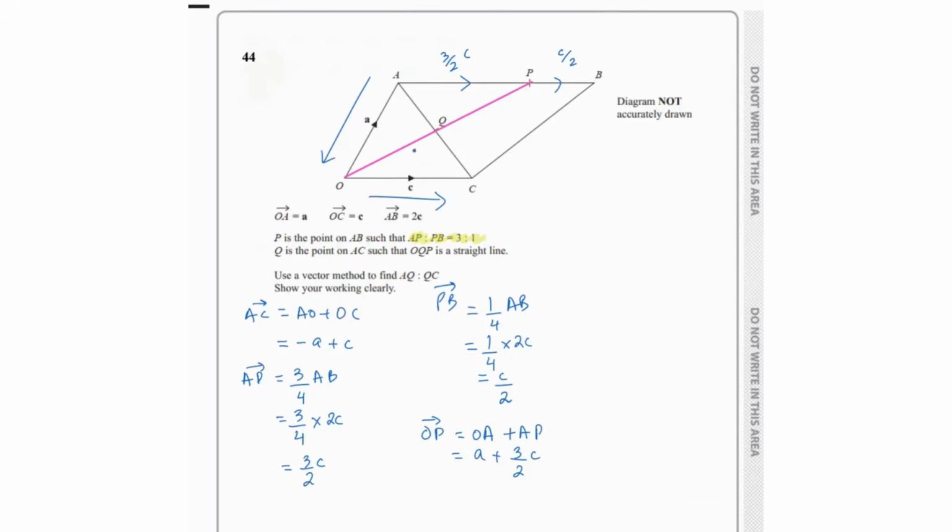Now OQ lies on OP because OQP is a straight line. So we can say that OQ is some scale factor times OP. That is one equation for OQ. The reason why I'm trying to find OQ first is that once we have OQ, we can easily find AQ and QC. Then we create another equation for OQ.